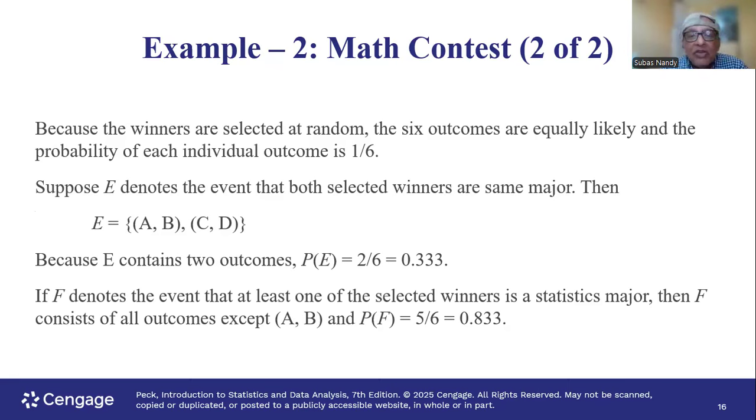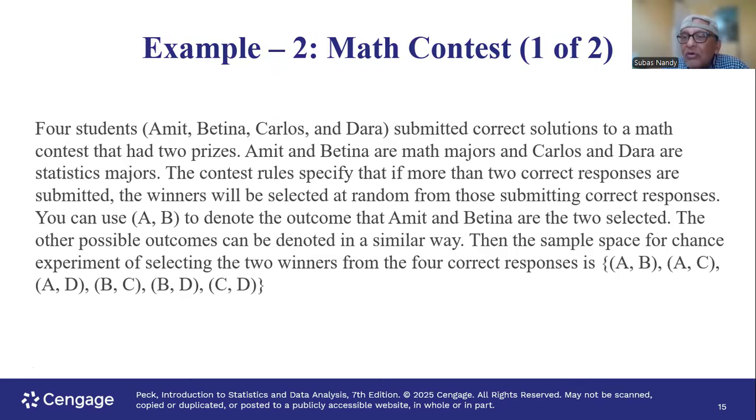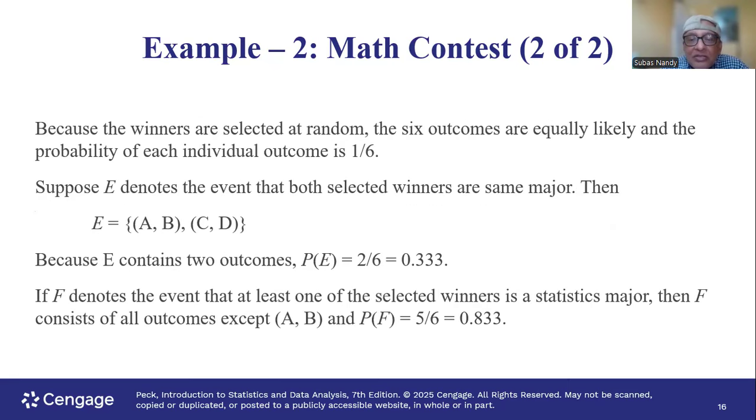If F denotes the event that at least one of the selected winners is a statistics major, then F consists of all outcomes except A, B. Why except A, B? Because A and B are both math majors. In all other possible combinations, look at AC, AD, BC, BD, CD, there is at least one stat major.